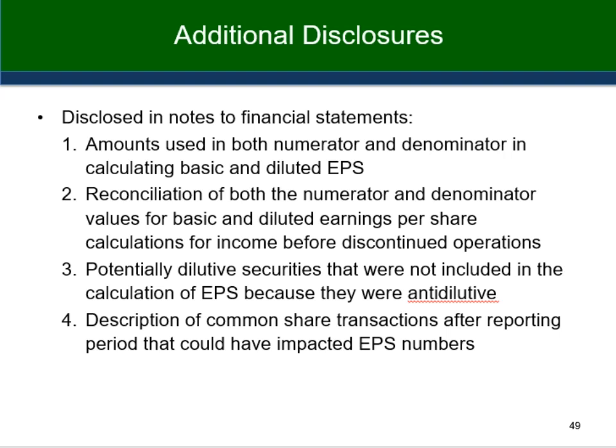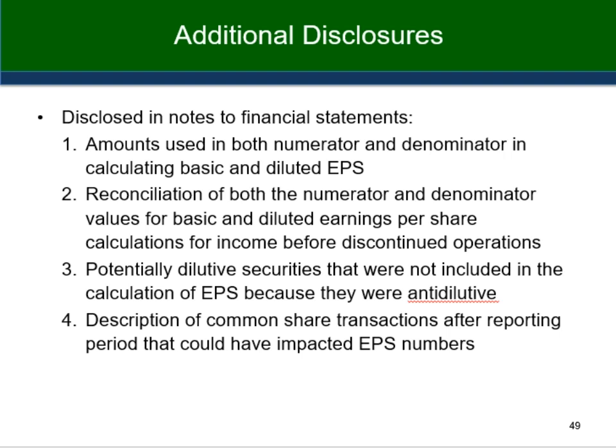Any potentially dilutive securities that were not included in the calculation of earnings per share because they were currently anti-dilutive might actually change in the future. If circumstances change, such as the market value of shares, which we use for a couple of calculations, especially with the options calculations, they could actually move to the situation where they're dilutive, in which case they would need to be disclosed as potentially dilutive securities.